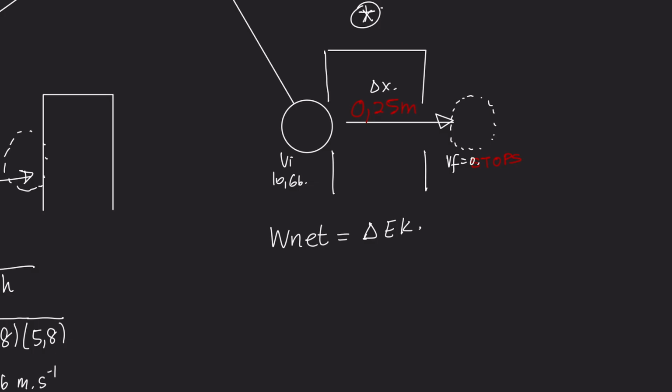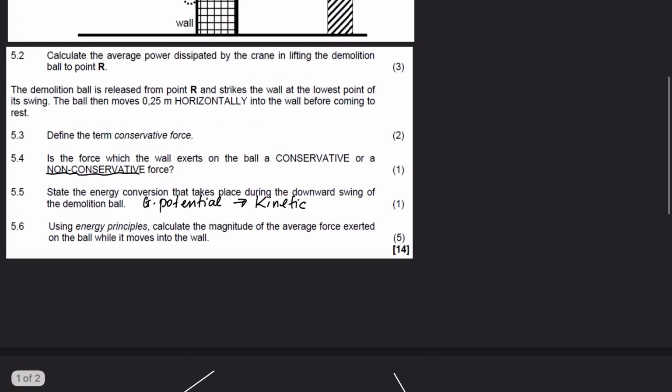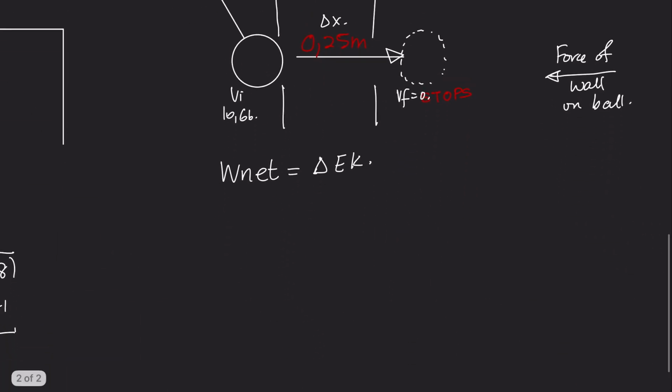I can work out the force. So when this crane, this ball, is traveling in the building, there is a force that's slowing it down. This is the force of the wall on the ball. Okay, that's the force that they want, right? And that's really the only force that's acting on it.